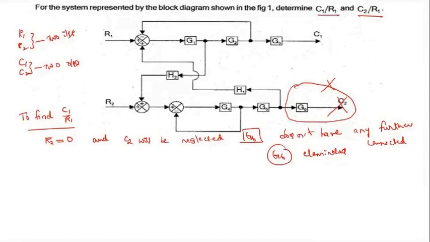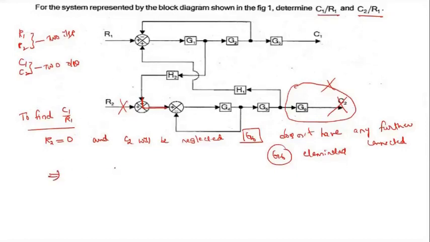And if R2 equals 0, this is not there. Therefore, this arrow will be directly connected to this summing point. Now I am going to draw the equivalent circuit diagram, or resultant block diagram.